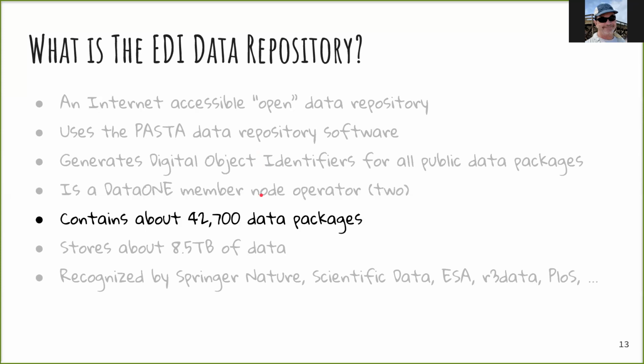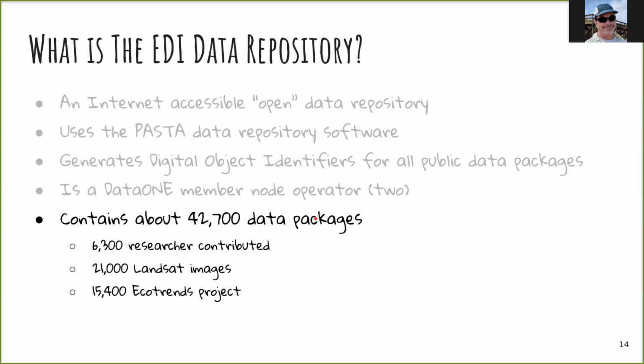We have about 42,700 data packages in the repository, and I'll talk a little more about what I consider a data package later in the presentation. There are roughly 6,300 researcher contributed data packages. We have about 21,000 Landsat image data packages. There's a couple of varieties of Landsat content in there, and most of those Landsat data are for the LTER sites. And then we have roughly 15,400 EcoTrends project data sets. These packages are from a synthesis project that occurred a few years ago, partly LTER, but partly other constituents.